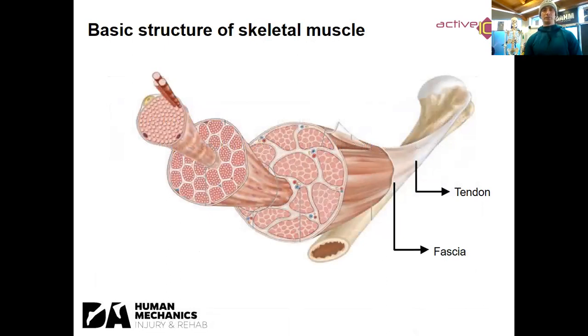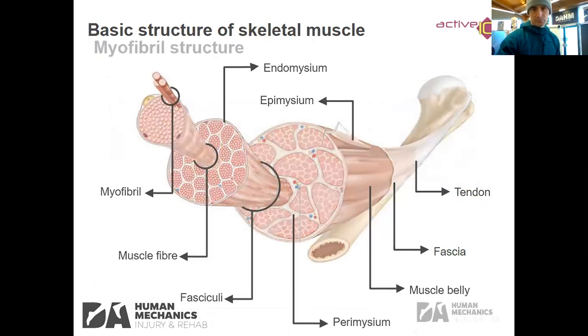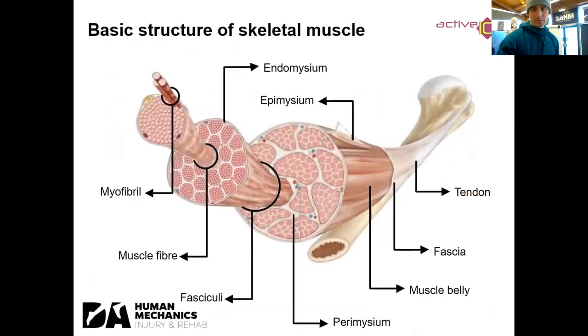Okay, so further on, let's talk specifically about the skeletal muscles. You need to know the basic structure of a skeletal muscle. Imagine the skeletal muscle like a big pack of straws, where there are straws within straws within straws. Let's start on the top right-hand side of this diagram, labeled the tendon.